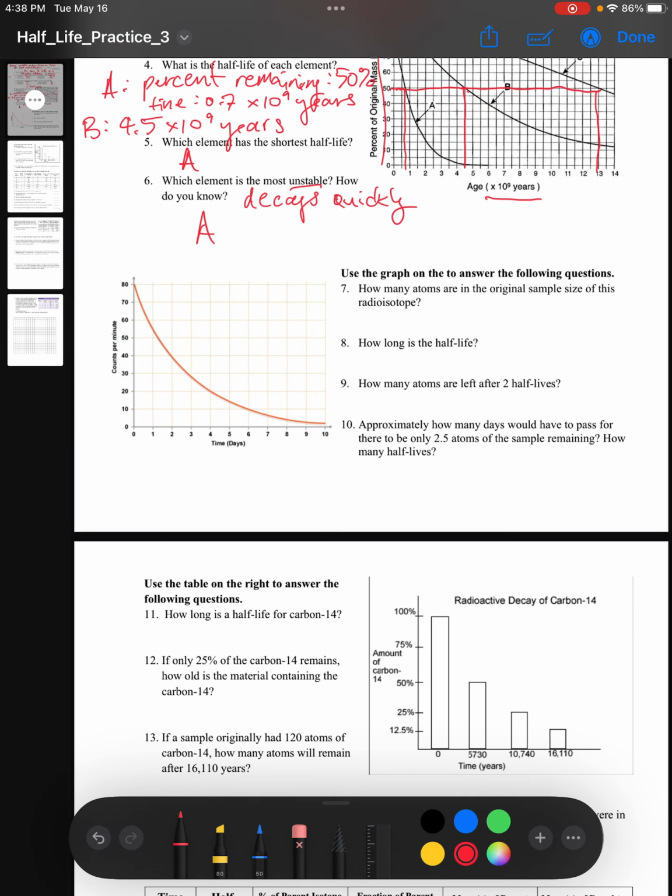Use the graph on the left to answer the following questions. How many atoms are in the original sample size of this radioisotope? Original, that means starting. The starting amount. Counts per minute, that's amount. So the starting amount is the amount at 0 days. That's 80 atoms.